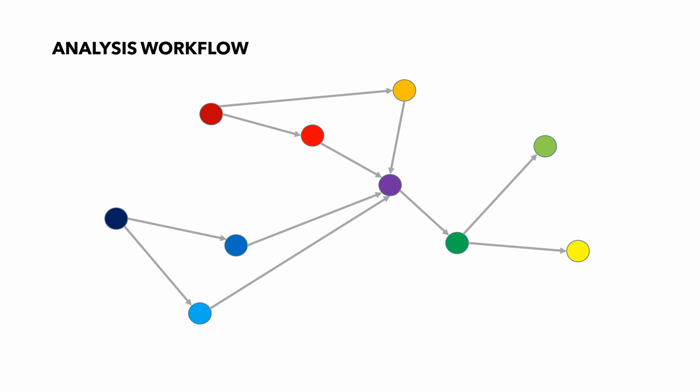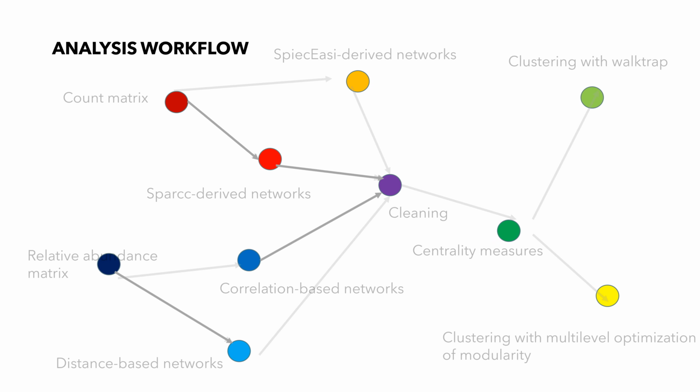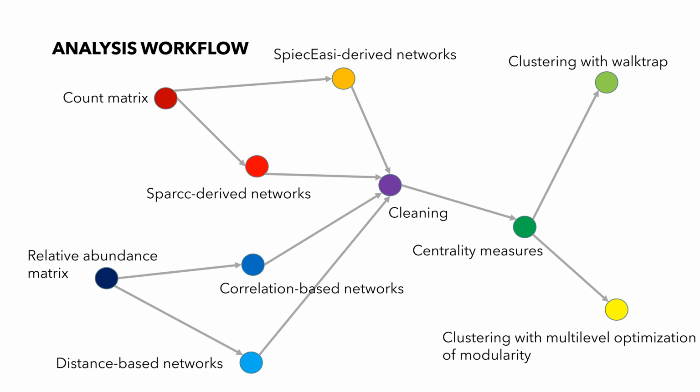The analysis workflow resembles a network. The input was either a count matrix or the corresponding relative abundance matrix. These matrices were used to build networks through 4 methods: distance-based networks, Pearson correlation-based networks, SPARCC, and SpeakEasy. Both SPARCC and SpeakEasy have been developed for compositional data, such as the microbiome, and SpeakEasy makes use also of graphical lasso to achieve greater sparsity of the edges.